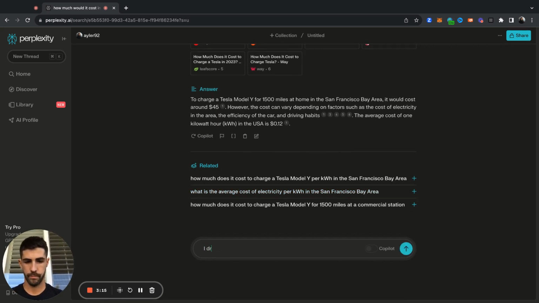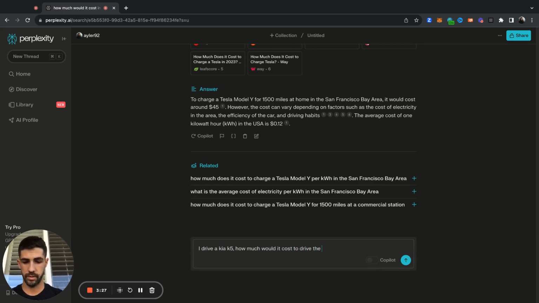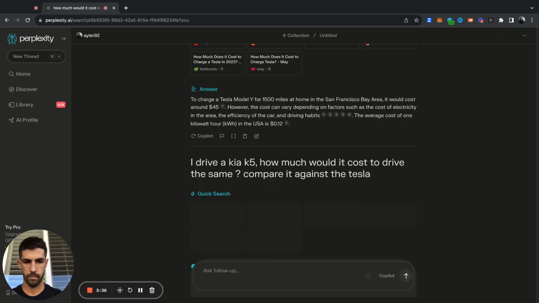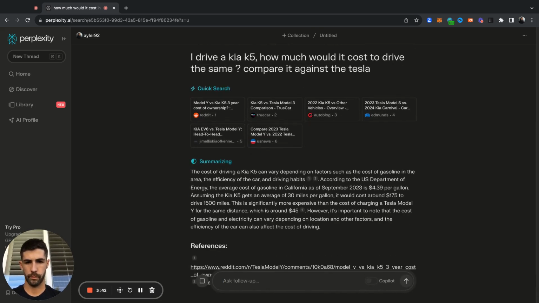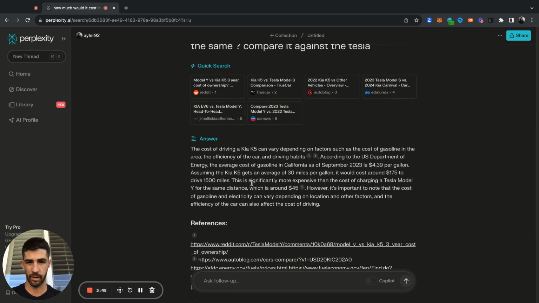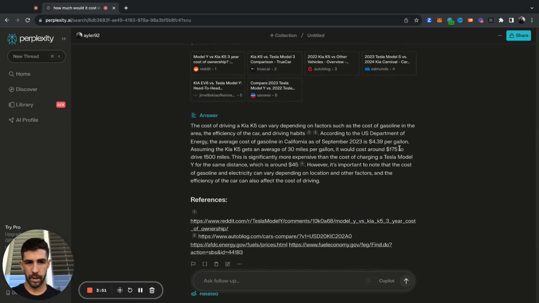I drive a Kia K5. How much would it cost to drive the same? Compare it against the Tesla. Let's see what we got. Okay, so gas is actually more expensive by me. It actually just reached past $5. It would cost about $175 to drive that, which is significantly more expensive.